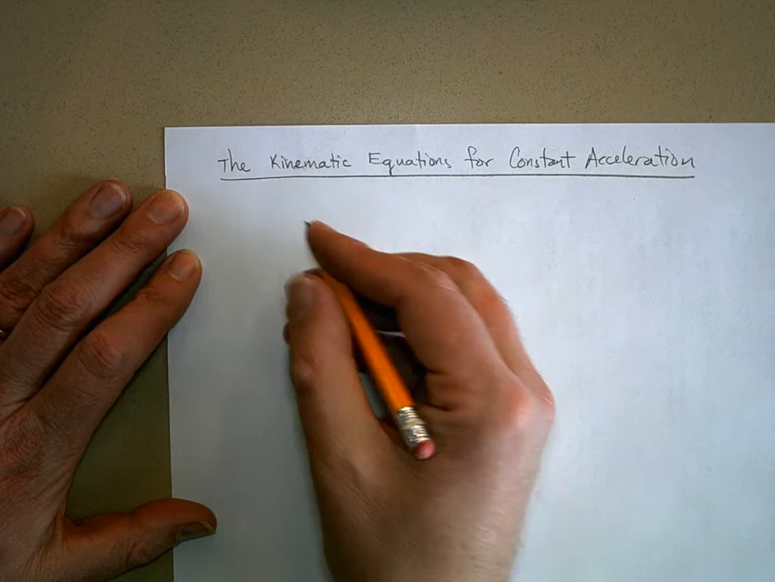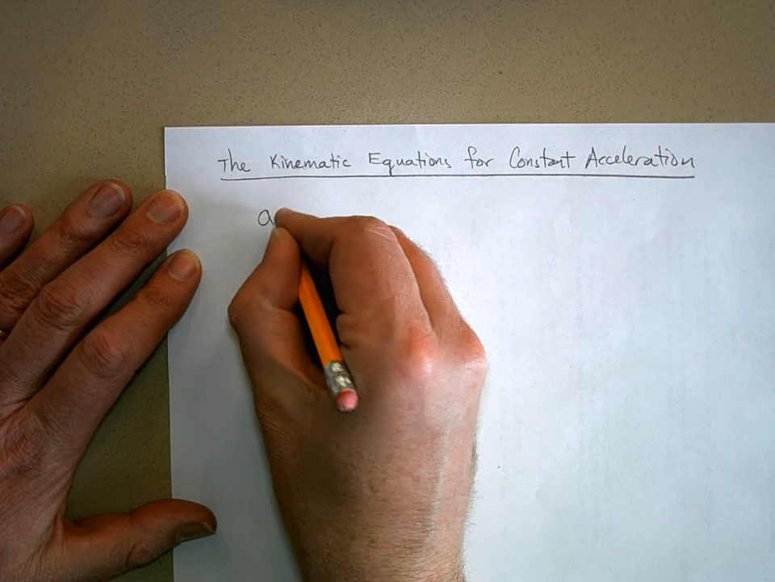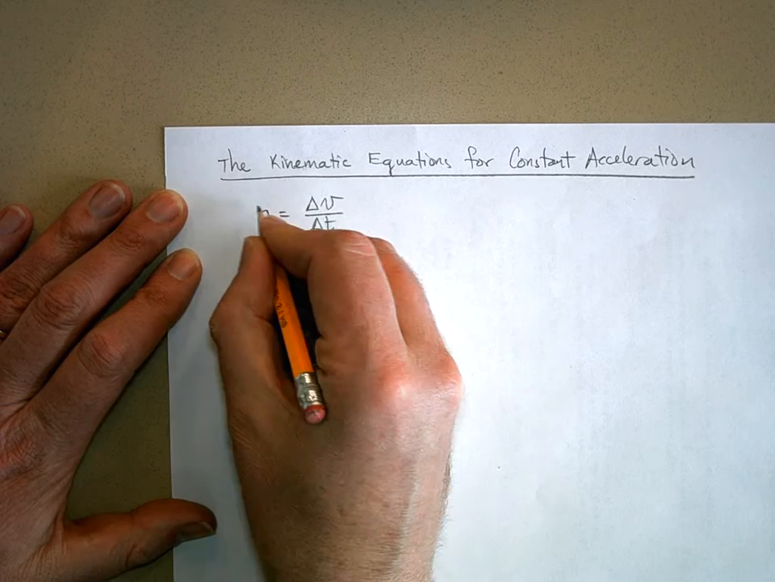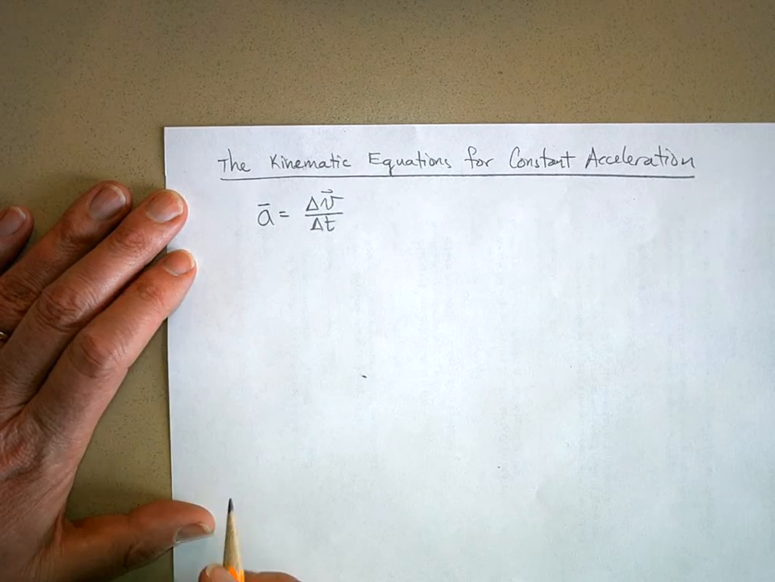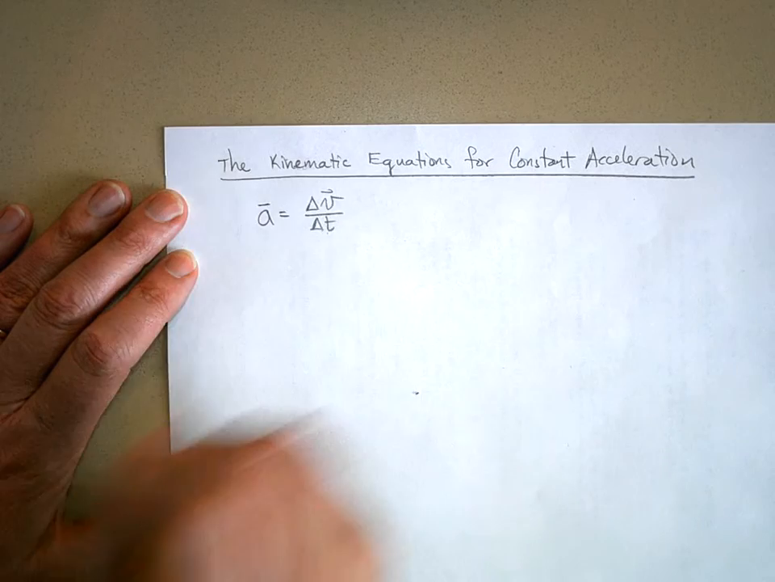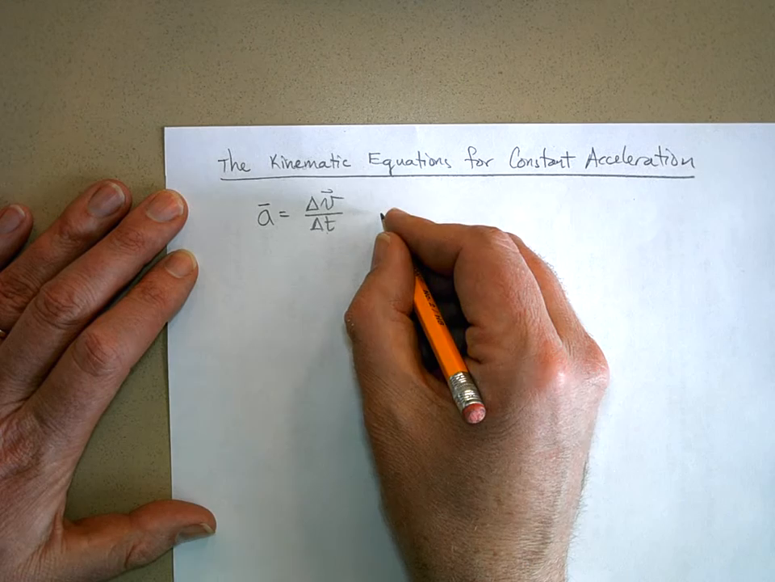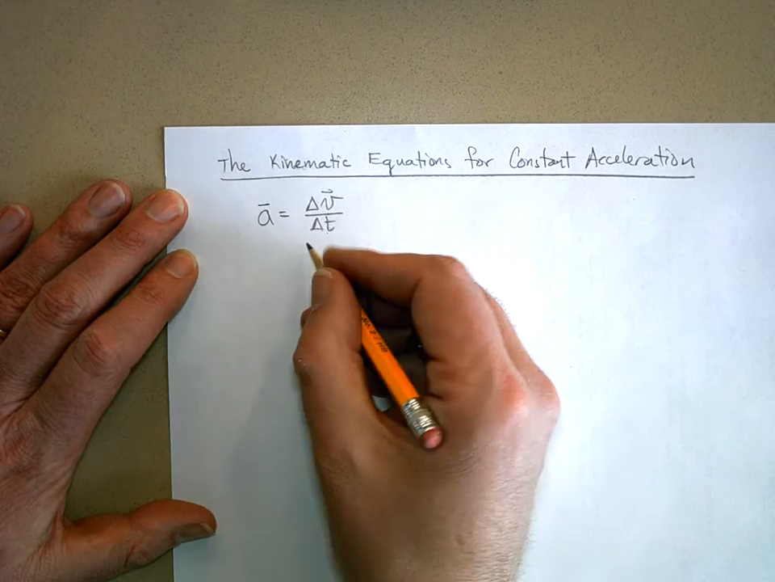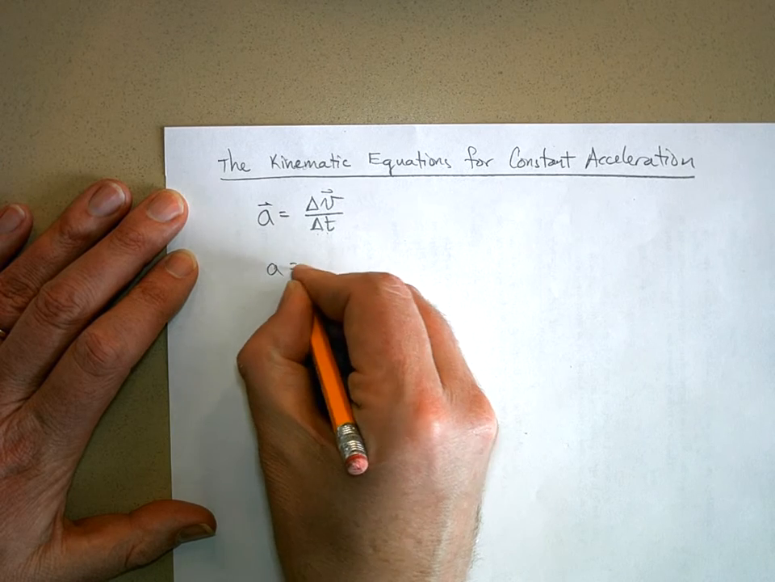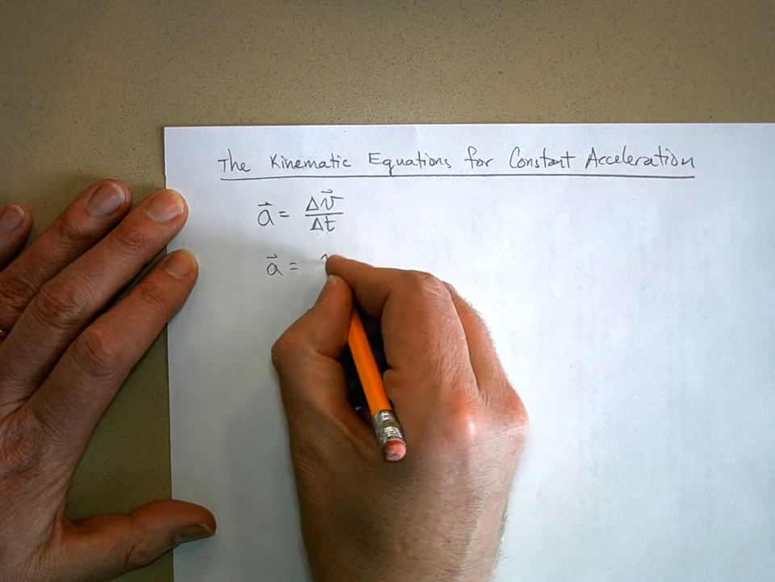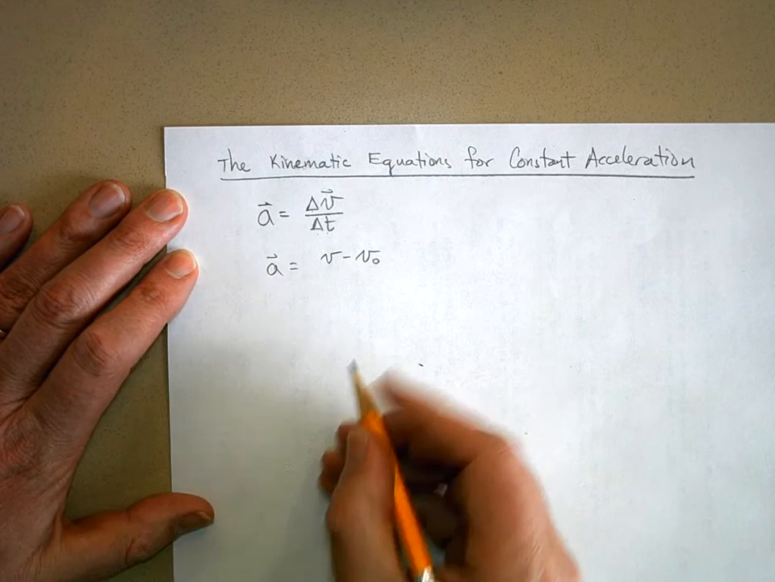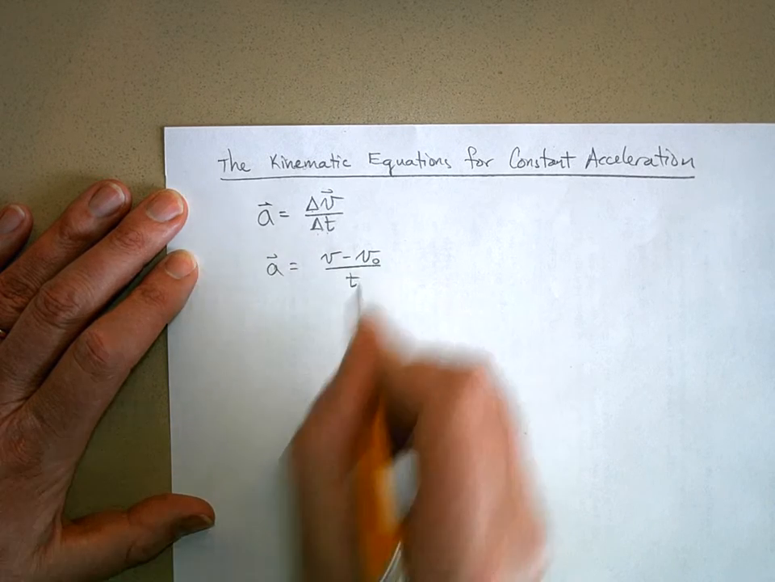Now, of course, let's start off with the definition of acceleration. It's the rate at which velocity is changing. So we say a equals delta v over delta t. Let's say we'll start at t equals 0. Our time interval will start at 0. So acceleration is equal to, well, delta v is final velocity minus initial velocity, and then we'll have that divided by time.